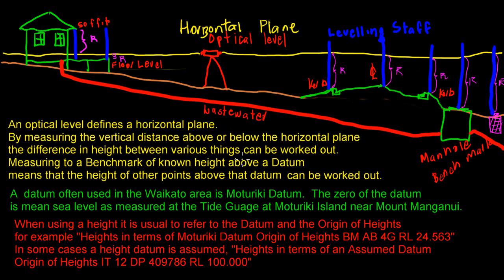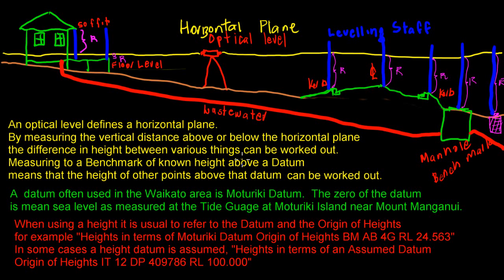Now a datum that we use in this area and around the Waikato is the Moturiki datum. The zero of the datum is mean sea level, and that was measured at the tide gauge at Moturiki Island, which is near Mount Maunganui, very close there. The tide varies through a cycle of around 19 years, so a tide gauge is set up there and measures that cycle and determines mean sea level.